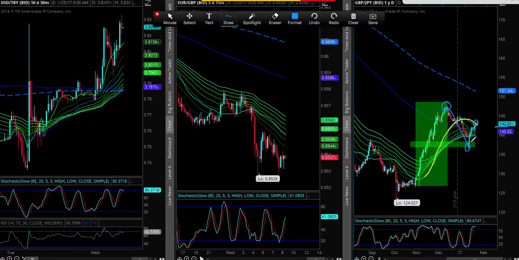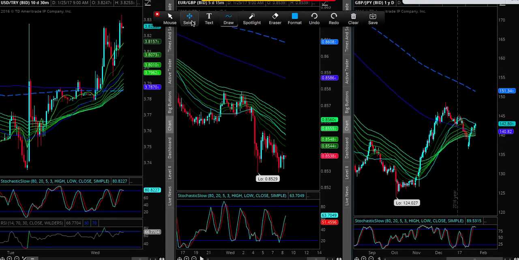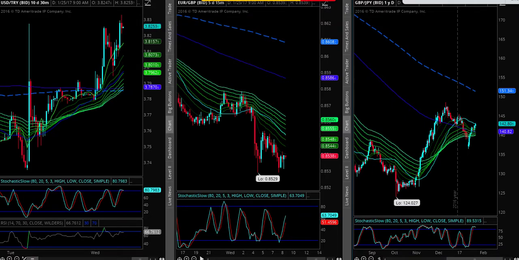So that was my call down here, especially after this real money candle right here, that we could go back to 143. So that's kind of played out today.